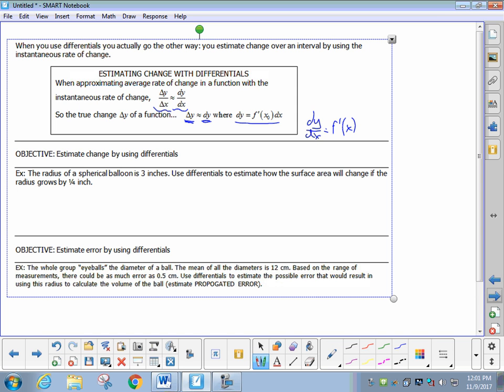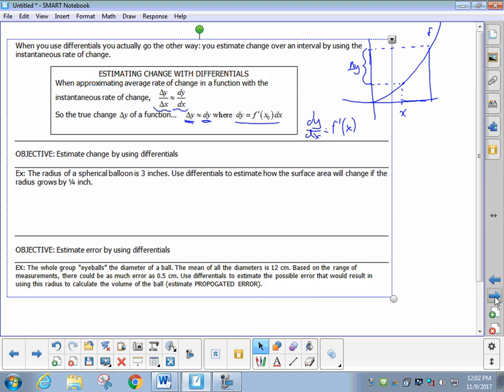A picture to me is very helpful here. Imagine if I were looking at some function f of x. And I started at x, changed it some to get to a new point. Now, this actual change on the curve, that's how much y actually changed. So that's delta y. Right? Are you with me? Okay.